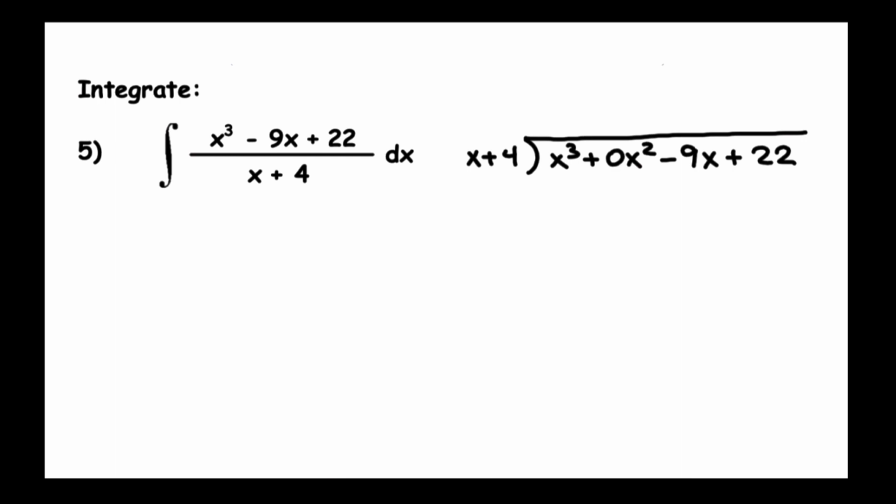Okay, this is a bit intimidating, so don't look at the whole thing. Only look at the first term of each one. And you say to yourself, x times what is x to the third? Well, x squared. So you put an x squared up top. And then like we've always done, you multiply. This time we have to distribute, so it's going to be x to the third plus 4x squared.